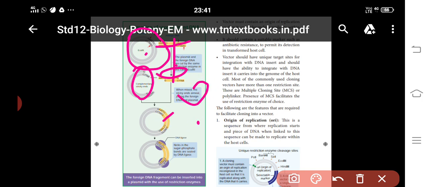So that is the foreign DNA. The yellow color is the foreign DNA. This is the ligase enzyme. The DNA ligase enzyme seals it, so the foreign DNA can be joined at the restriction site to produce the recombinant DNA.